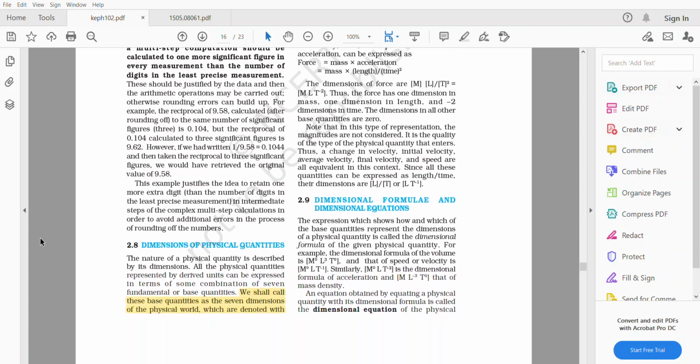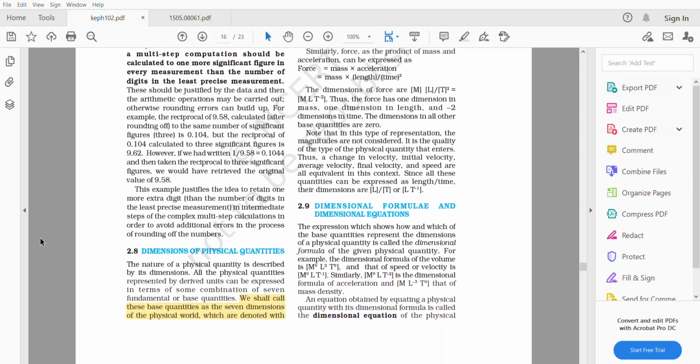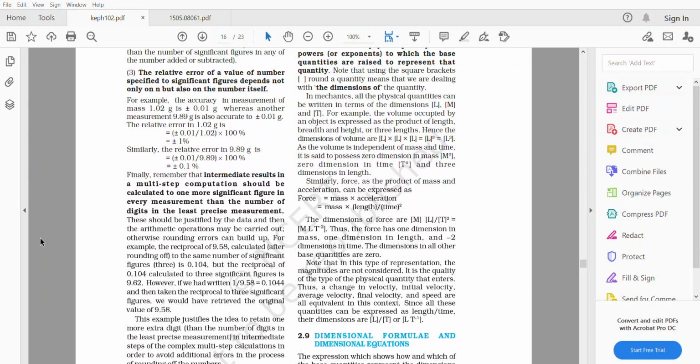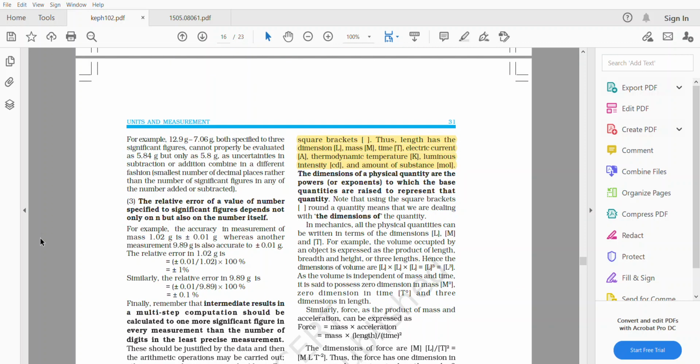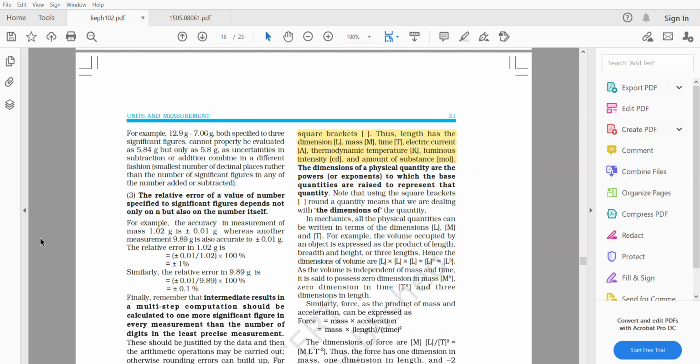So the first thing to note is what it says here, the base quantities. These provide the 7 dimensions of the physical world. These 7 dimensions are length, mass, time, electric current, temperature, luminous intensity, and amount of substance. Each of them is represented, as you can see, in square brackets. From this, we can represent every quantity in terms of these.